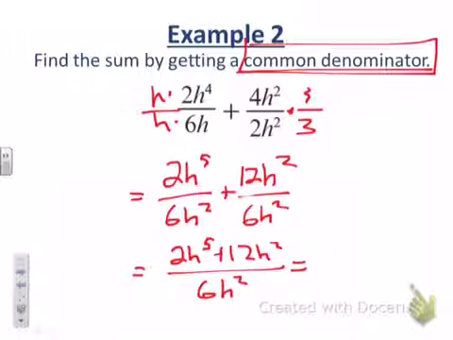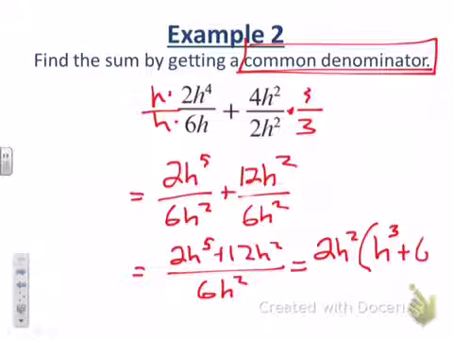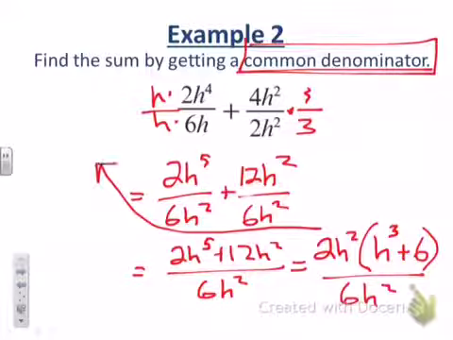What can I take out of the top? A 2 and an h squared. And that'll leave me with h cubed plus 6. And in the bottom, 6h squared. All right. Now, what can cancel? 2h squared can cancel. And I'm left with h cubed plus 6 over 3.